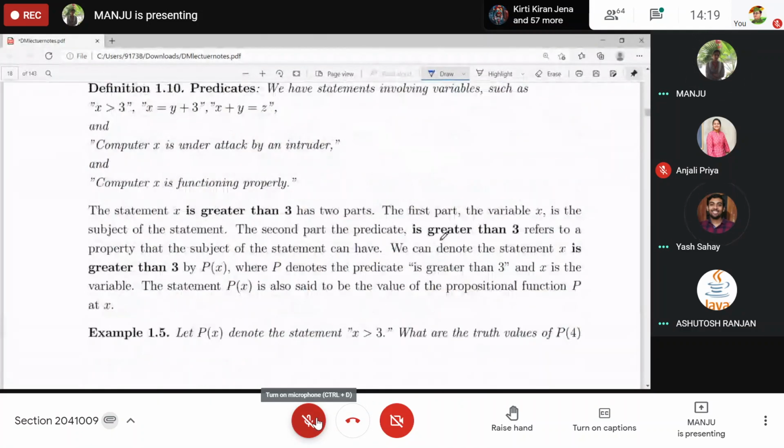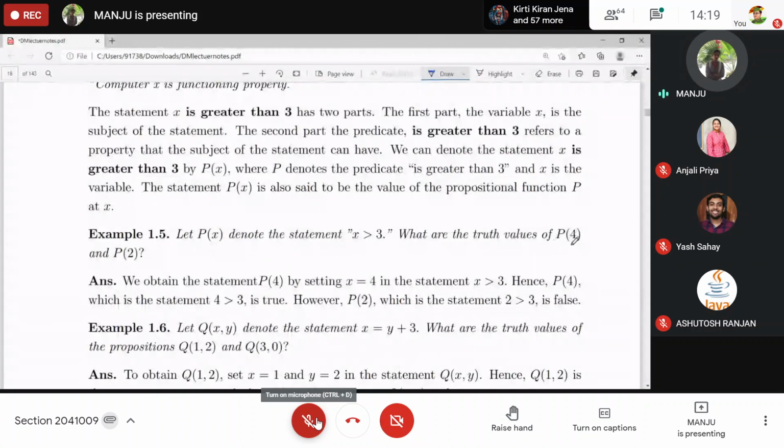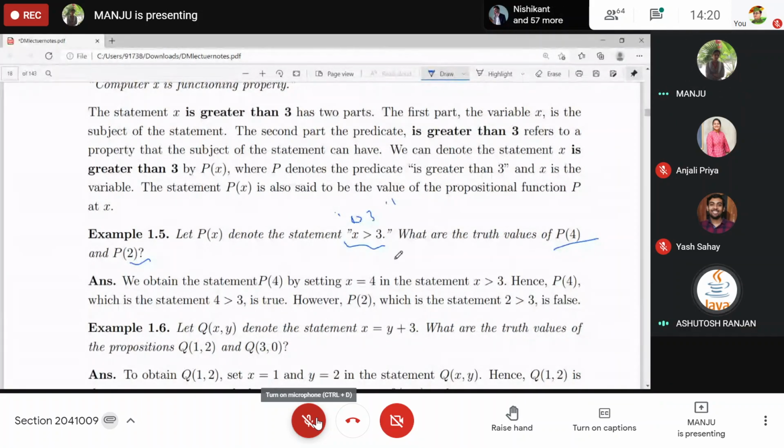You will talk about the truth value if you assign some value. For example, x greater than 3 is the predicate function P(x). What is the truth value of P(4)? If you put 4 in place of x, it will be 4 greater than 3. Is it true? Yes, it is true. If you put 2, then 2 greater than 3 is false. So its truth value will be false.